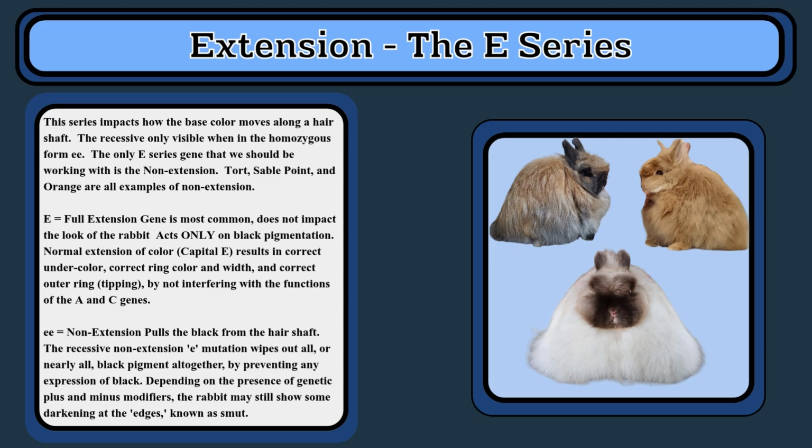The recessive non-extension lowercase e mutation wipes out all or nearly all black pigmentation altogether by preventing any excessive expressions of black. Depending on the presence of genetics, plus and minus modifiers, the rabbit may still show some darkening at the edges, known as smut.